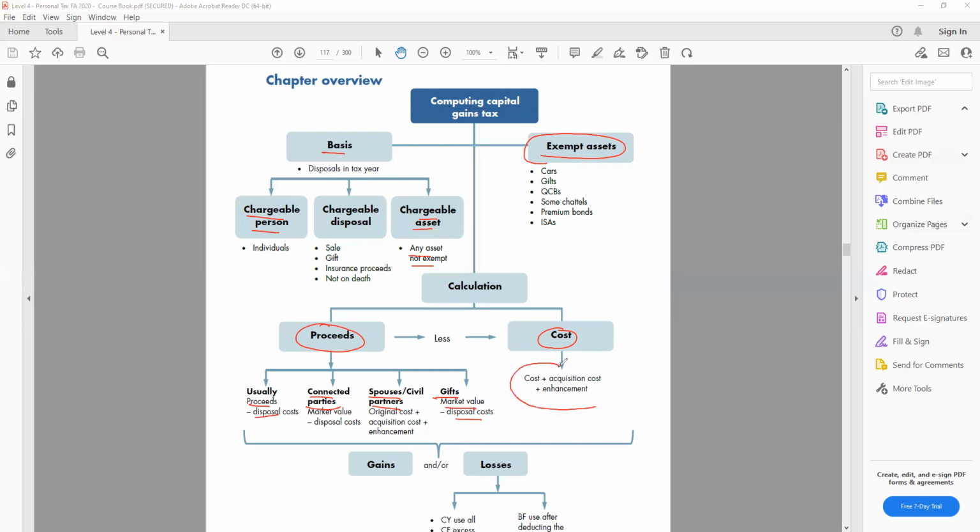On the cost, we have to consider the acquisition cost and the enhancement. So cost means how much you paid to acquire this asset, for example, if there is any legal cost, any mandatory cost. Without that, the asset cannot be acquired. So for that reason, this will be part of the cost. Also, if we make any improvement or enhancement, for example, we had a 2-bedroom flat, now we make it 3-bedroom. This is called enhancement because it improved the capacity of the asset. That will be part of the cost as well.